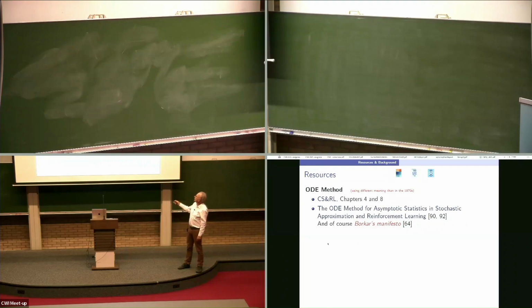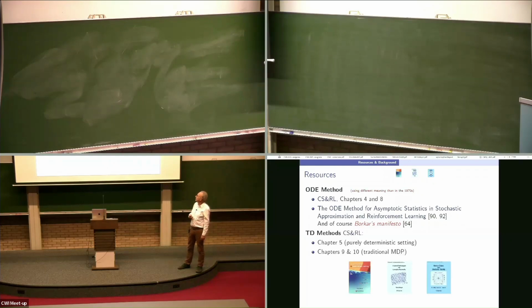And then Borkar's book, even though it's hard to read, is a really wonderful resource. Especially chapter 2 shows how easy it is to get convergence of stochastic approximations. So there's some resources. In terms of applications to Q-learning, temporal difference learning, SARSA, and so on, chapter 5 of this book is deterministic, and 9 and 10 are the traditional Markov decision process setting. That's the setting of this lecture.